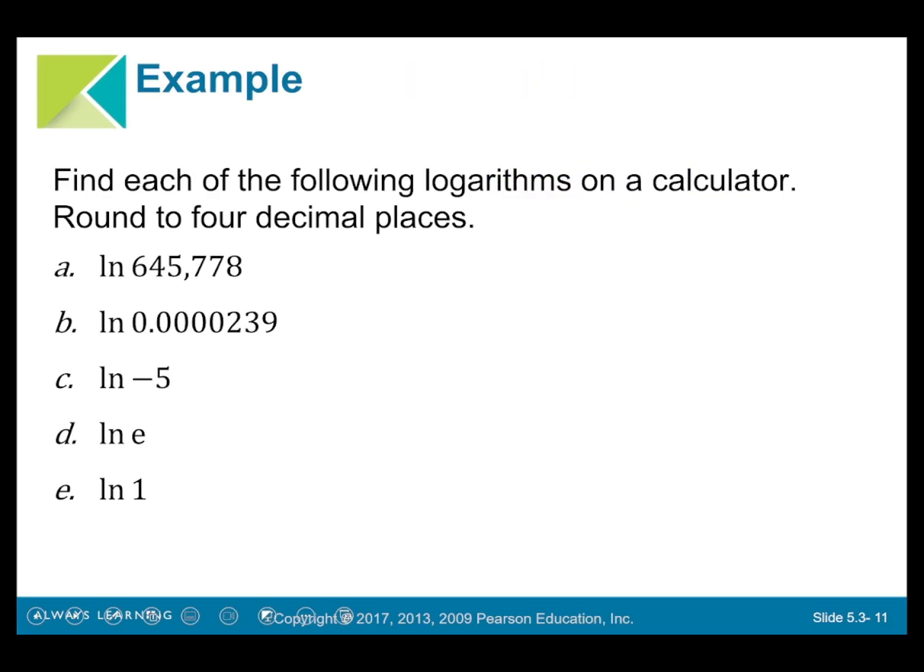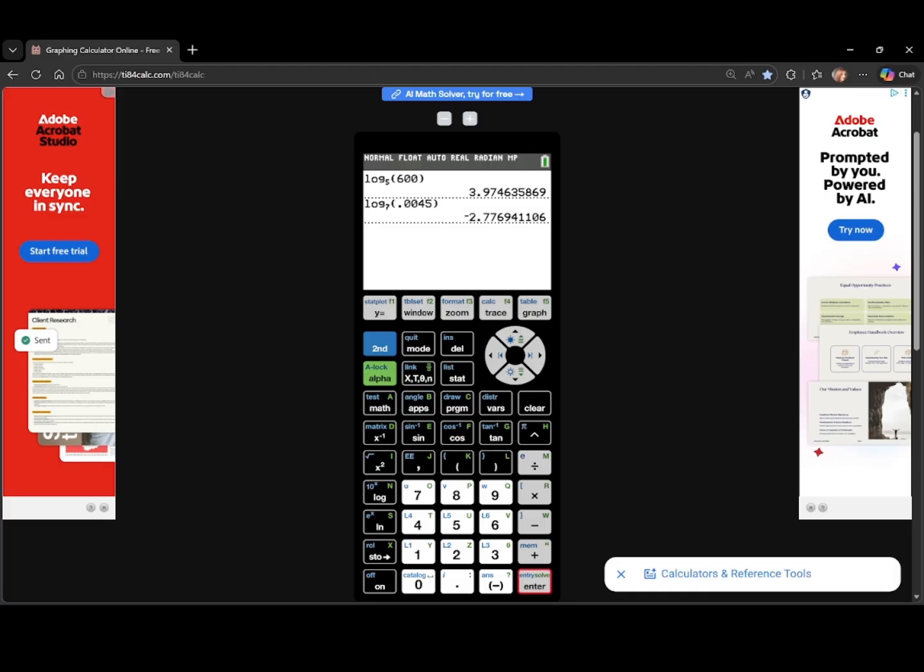So let's practice working with natural log. A lot of these same things are going to apply. We'll see some different values here. So first one being natural log of 645,778. We go back to our calculator and we can type natural log of 645,778. You can see we have a natural log button directly on our calculator. This is 13.38.